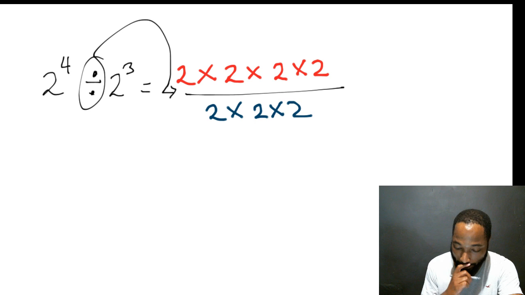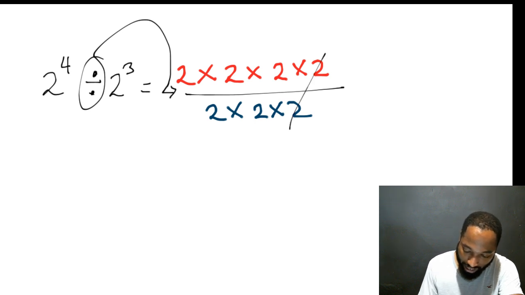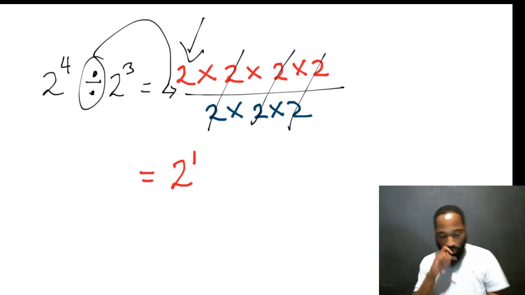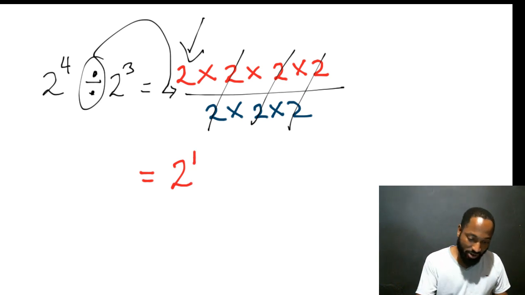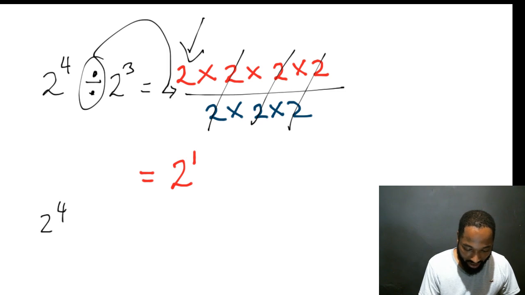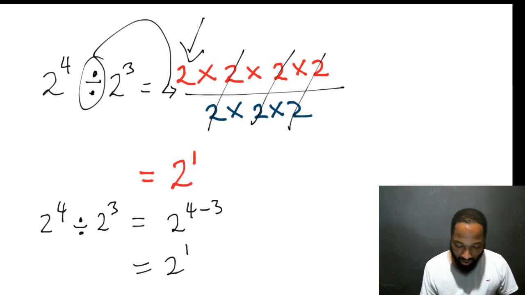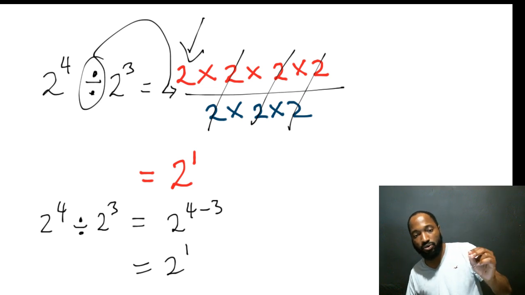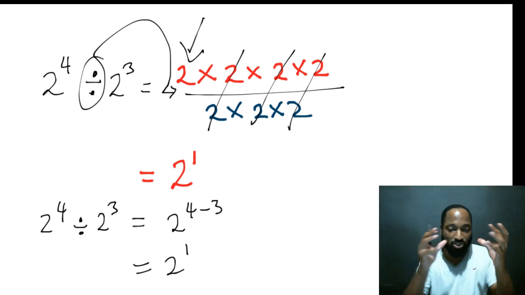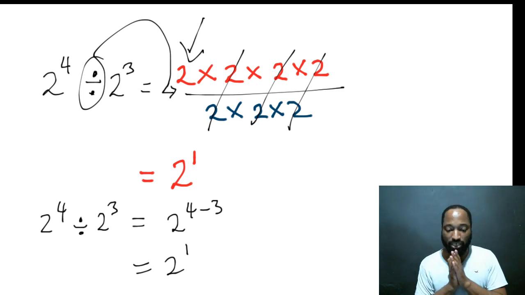What's going to happen here? You're going to get some cancellations. And all we get remaining is 2 by itself, which is also known as 2 to the power of 1. So are you saying if you are dividing and you have the same base, you could just subtract the powers? Yes, that's exactly what I'm saying. So 2 to the power of 4 divided by 2 to the power of 3, you subtract those powers, bam, you end up with your answer.